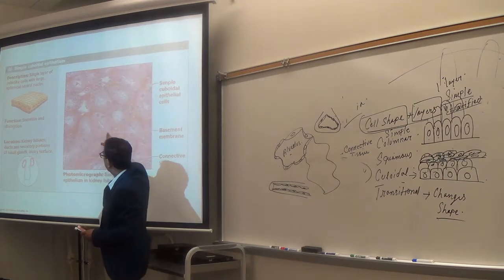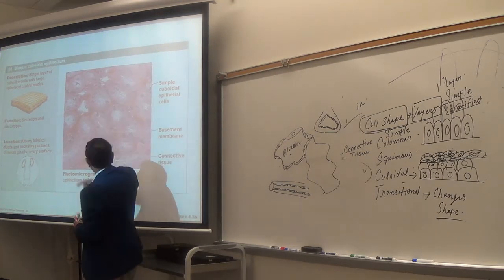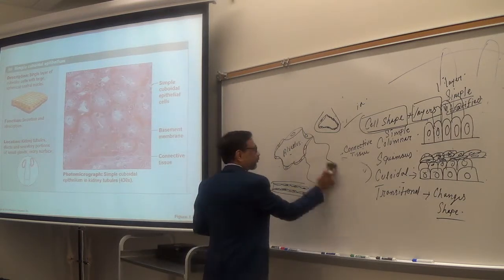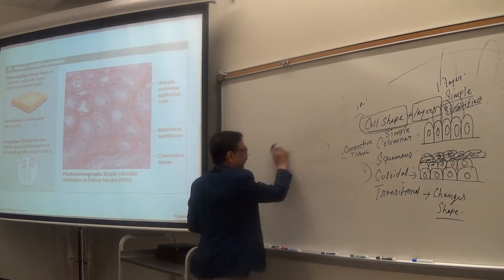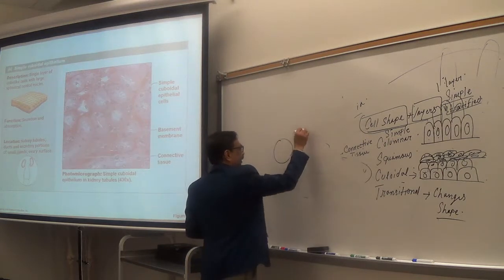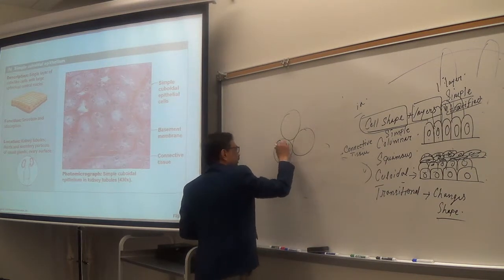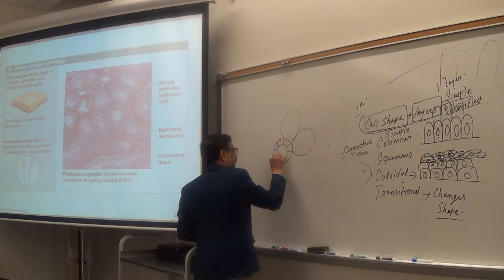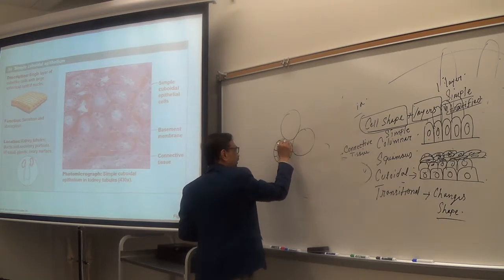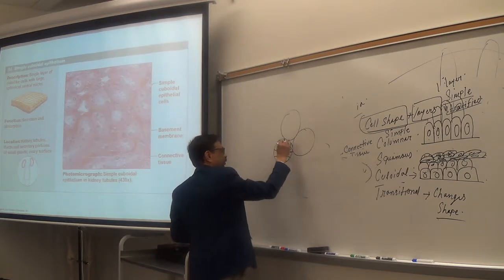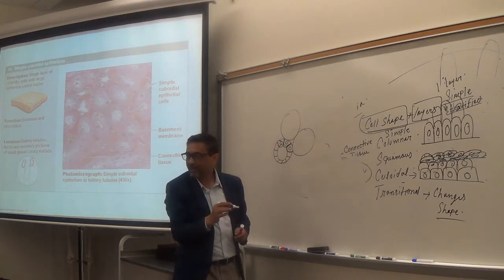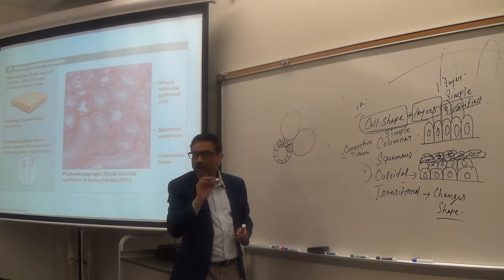How will you know this is simple cuboidal? If you look very carefully at these ducts, you see the wall, these are the cells like this, cubical shaped cells, nucleus. So this is one cell, you see, cubical, this is another cell, so one layer of cubical shaped cells. Make sense? Simple cuboidal. Okay.